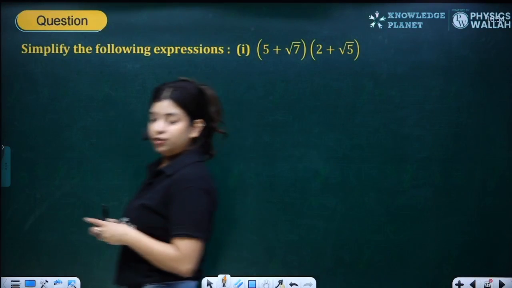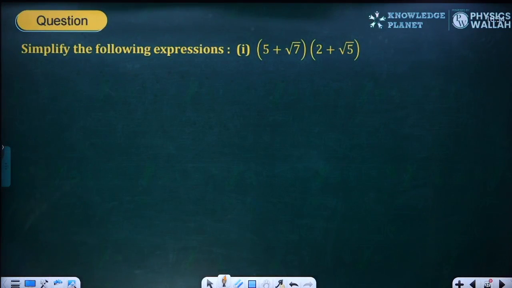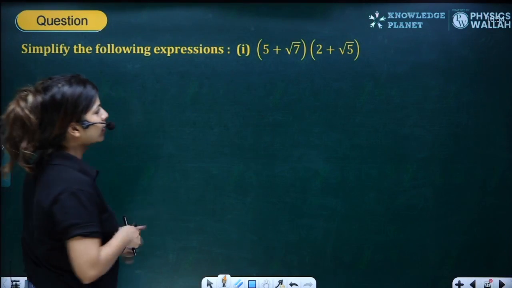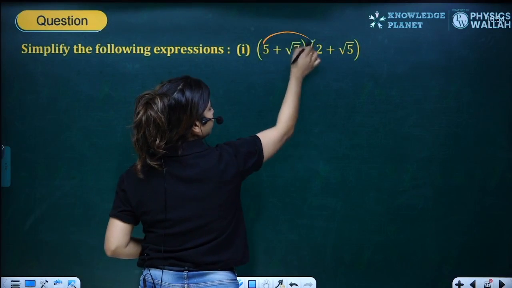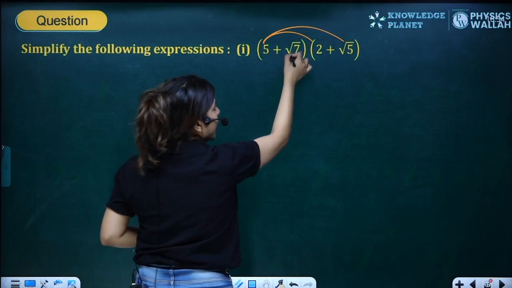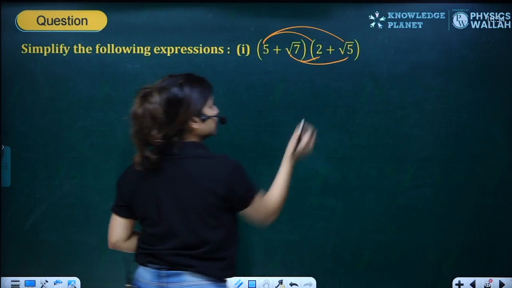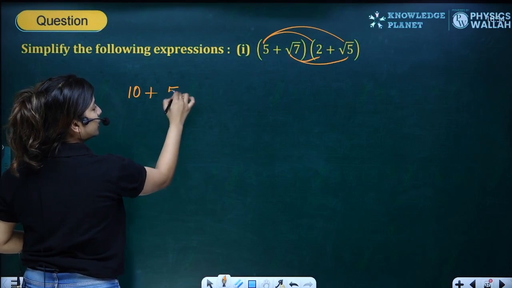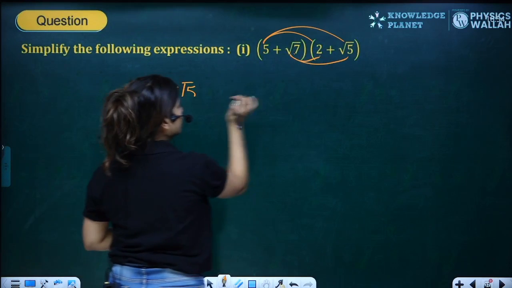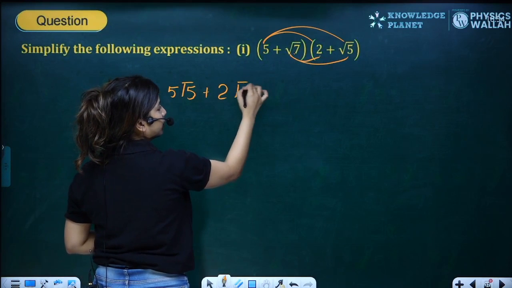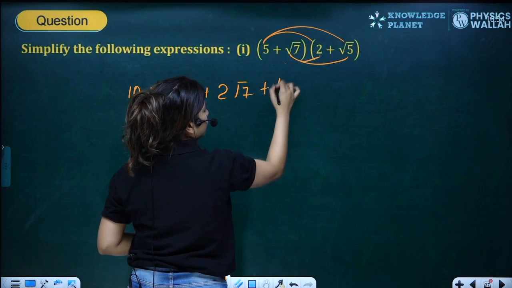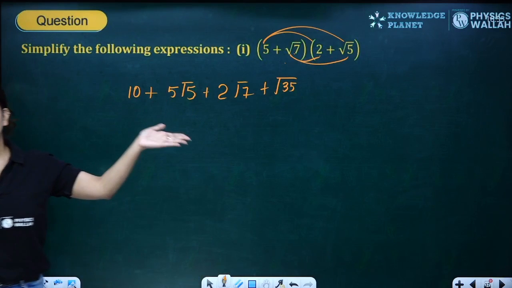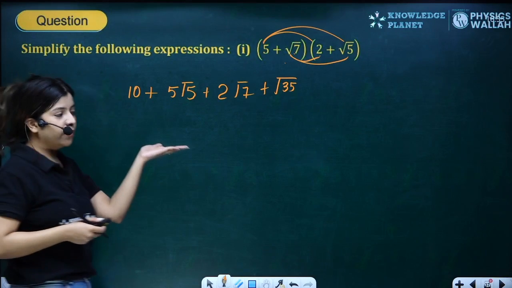Simplify the following expression. Over here we can see that the expression is 5 plus root 7, 2 plus root 5. So both the numbers are different from each other. No identity is applied. Simply what you have to do, multiply the first number with both the numbers of second bracket and the second number of the first bracket with both the numbers of second bracket. So 5 into 2 will give you 10. 5 into root 5 will give you 5 root 5. Root 7 into 2 will give you 2 root 7, and root 7 into root 5 will give you under root of 35. So this will be the final answer, as this cannot be solved out any further. So this is how you are going to do it.